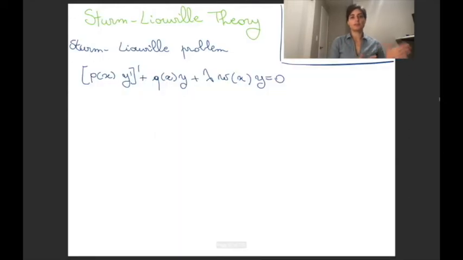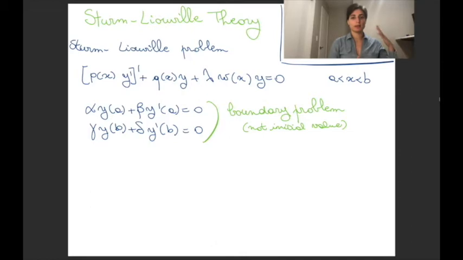So the Sturm-Liouville theory is built on the Sturm-Liouville problem. This is a second order ODE with non-constant coefficients in which we have (p(x) y')', all of it derived, plus q(x) y plus lambda w(x) times y, all of it equal to 0. And we want to solve it between a and b. And we have some boundary conditions.